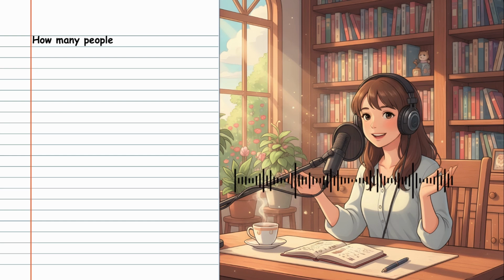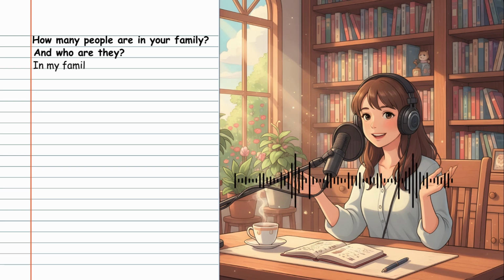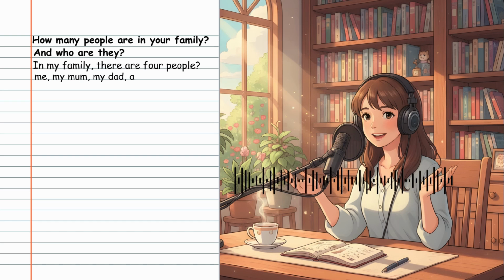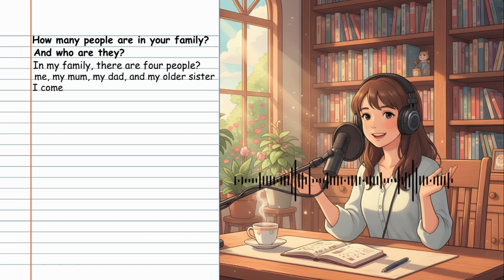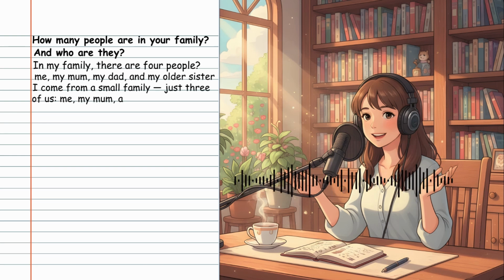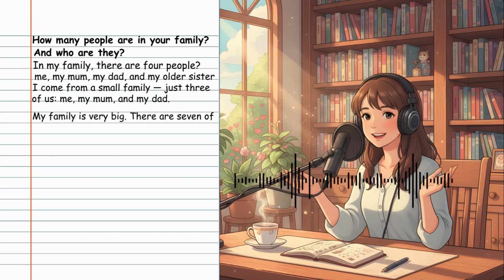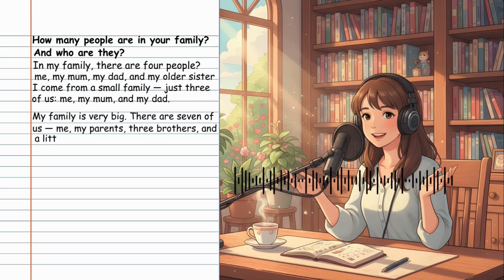How many people are in your family? And who are they? In my family, there are 4 people. Me, my mom, my dad, and my older sister. You can also say, I come from a small family, just 3 of us, me, my mom, and my dad. Or, if your family is bigger, my family is very big. There are 7 of us, me, my parents, 3 brothers, and a little sister.